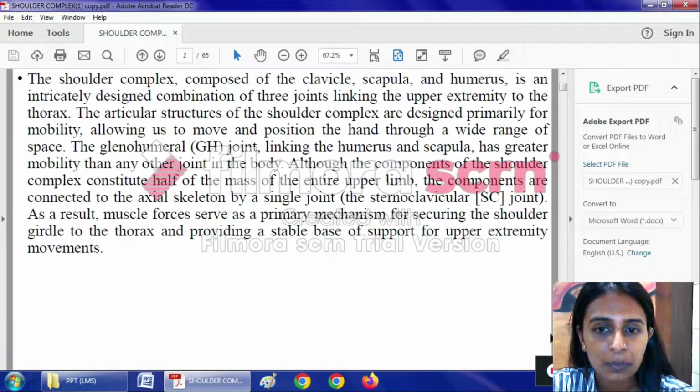Although the components of the shoulder complex constitute half of the mass of the entire upper limb, they are connected to the axial skeleton by a single joint, the sternoclavicular joint. As a result, muscle forces serve as a primary mechanism of securing the shoulder girdle to the thorax and providing a stable base of support for upper extremity movements.